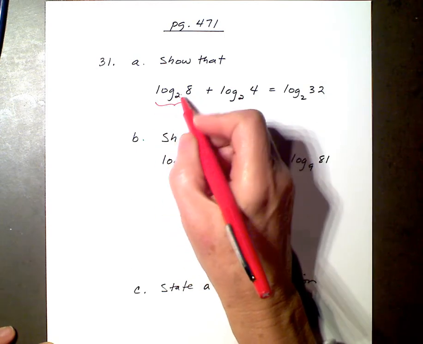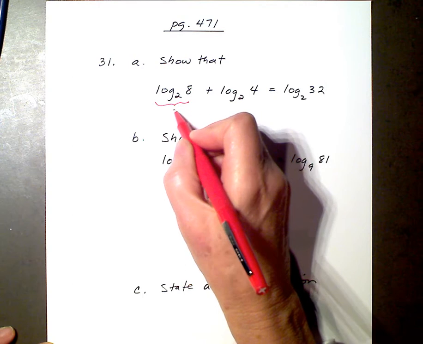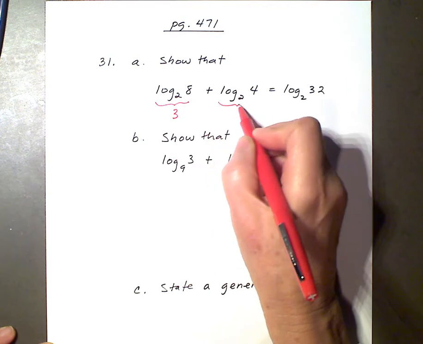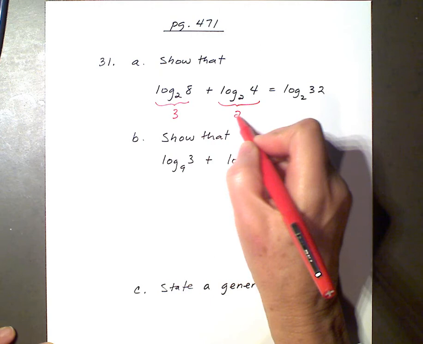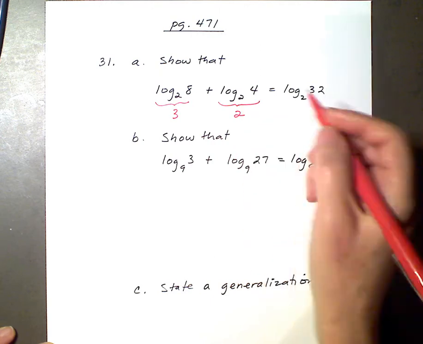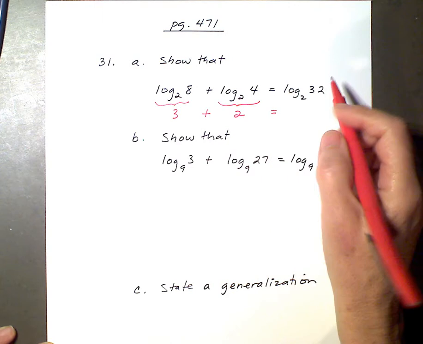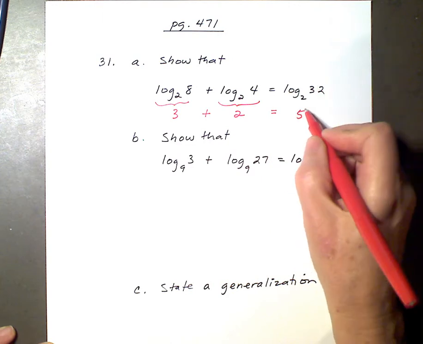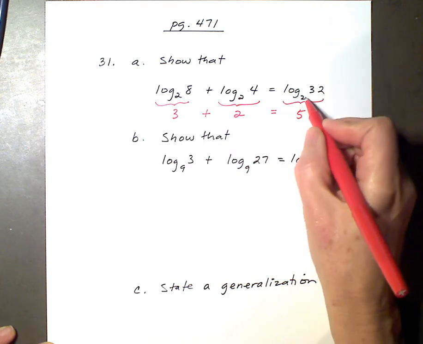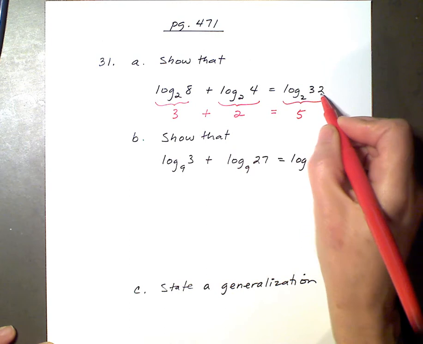I raised 2 to the third power to get an 8. And this exponent is 2. I raised 2 to the second power to get a 4. So if I add 3 and 2, I get 5, which does happen to be the exponent right here that I raised 2 to in order to get a 32.